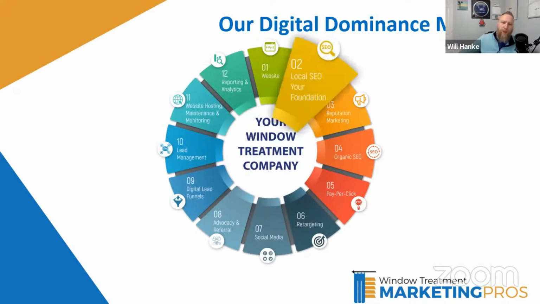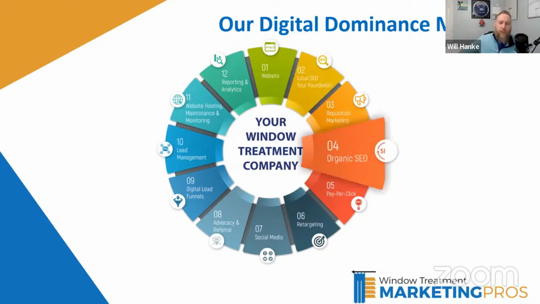Today, we're going to be focusing on number 2, local SEO, some of the foundational things that you need to be doing. And then we're actually going to jump over to number 4, which is just straight out organic SEO. So things that you can do on your website and on other websites to influence Google, Yahoo, Bing, all of these search engines to not only index your site, but rank it higher, hopefully higher than your competitors at the end of the day, right?